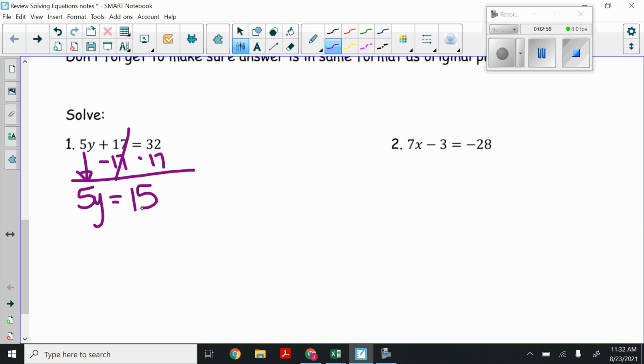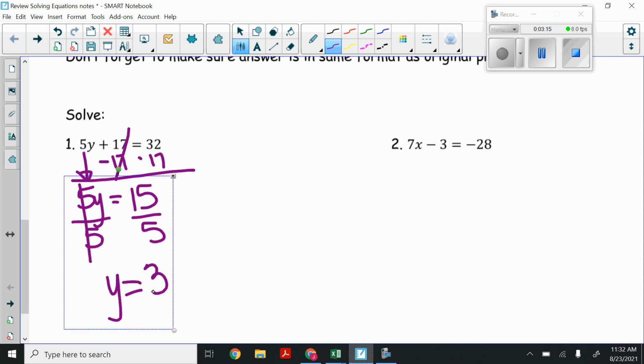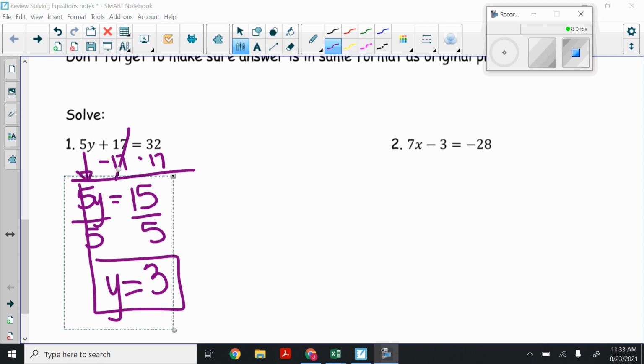So now I have a one-step equation that I've created. My variable's not by itself yet, so I need to get the y by itself. It says 5y, so that's multiplication. Opposite of multiplication is division. So I'm going to divide this by 5, which means I have to also divide the other side by 5. So now my 5's cancel, and I have y equals 15 divided by 5 is 3. So my answer, y equals 3. And again, this is the work that you must be showing.